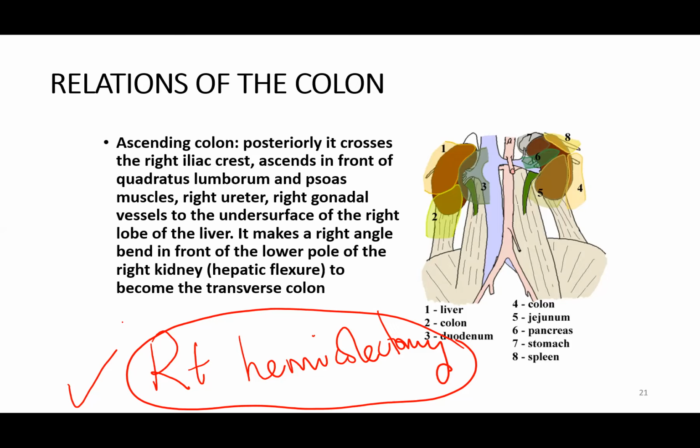posteriorly, it crosses the right iliac crest, ascends in front of the quadratus lumborum and the psoas muscle. This one is not too important, they are just muscles, you can see. Okay, you see how it ascends. Now, what I want to draw your attention to here, why I gave you the example of this right hemicolectomy, is this. Right ureter, right gonadal vessels, okay?